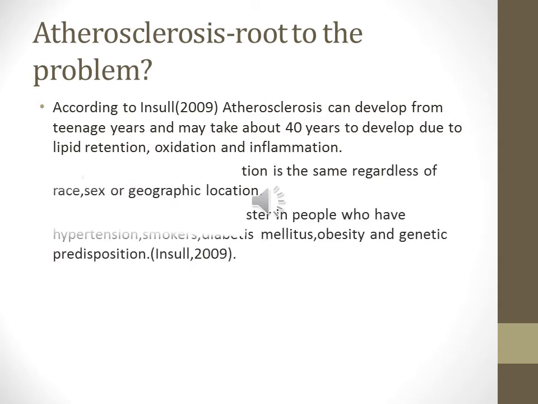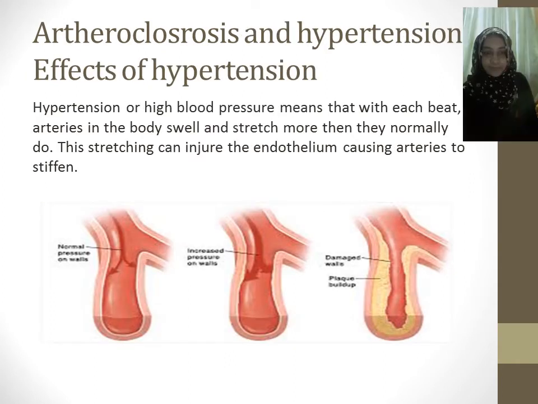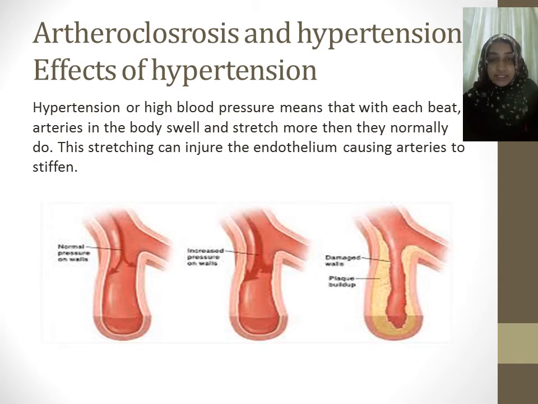According to INSO, atherosclerosis can develop from teenage years and may take about 40 years to develop due to lipid retention, oxidation, and inflammation. The process of plaque formation is the same regardless of your race, sex, or geographic location. Also, the rate of development is faster in people who have hypertension, who are smokers, diabetics, obesity, and genetic predisposition. Lowering blood pressure by millimoles of Hg reduces the risk of stroke by up to 40%.